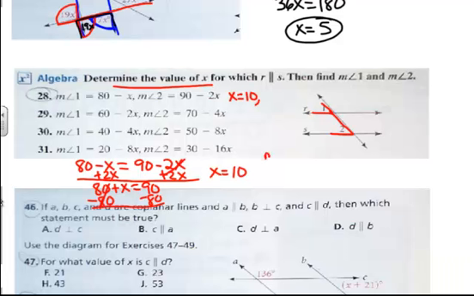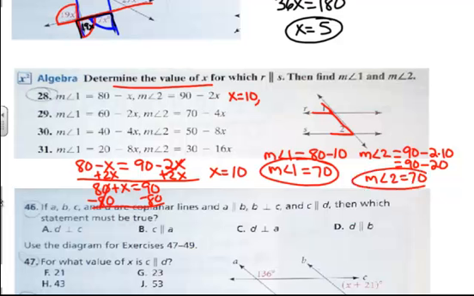So the measure of angle 1 is equal to 80 minus 10. So the measure of angle 1 equals 70. The measure of angle 2 equals 90 minus 2 times 10. 90 take away 20. The measure of angle 2 also equals 70. That's good because they're supposed to be equal. Alright, I'm done with number 28.